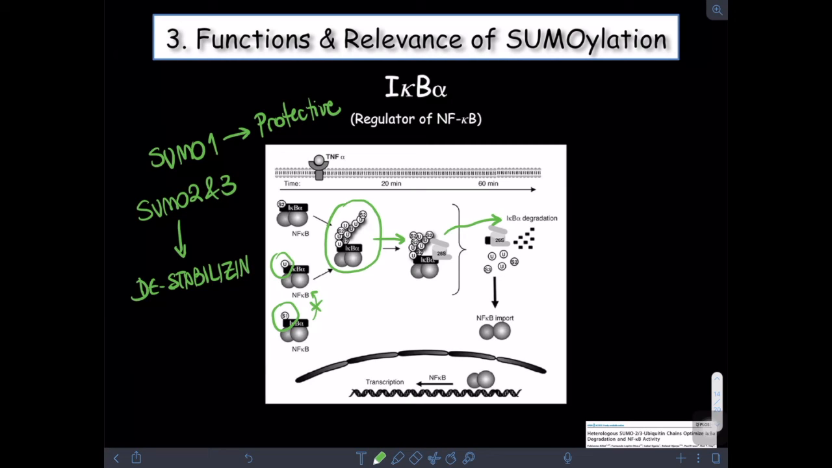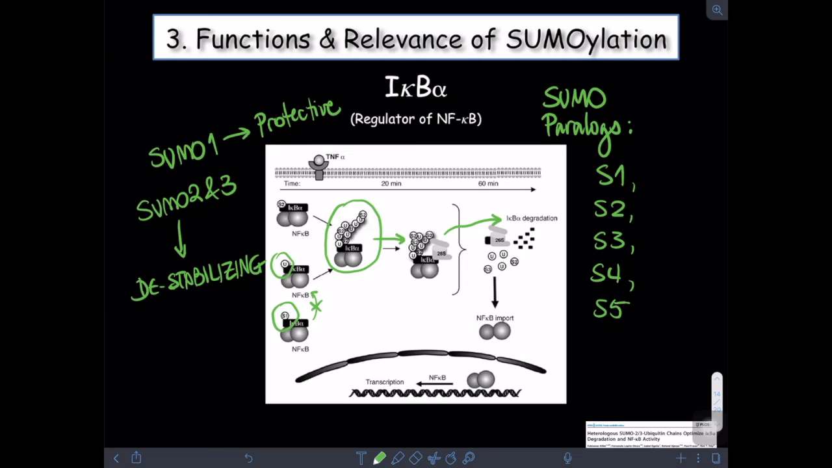And this is something that was not previously introduced, but it's important to keep in mind that in mammalian cells, specifically in human cells, there are 5 different SUMO paralogs: SUMO1, SUMO2, SUMO3, SUMO4, and SUMO5. And out of those, the ones that are expressed at very high levels, pretty much in all cells, are the first 3 paralogs: SUMO1, SUMO2, and SUMO3. And out of those, SUMO2 and SUMO3 are very similar to each other, whereas they only share about 50% sequence identity with SUMO1.